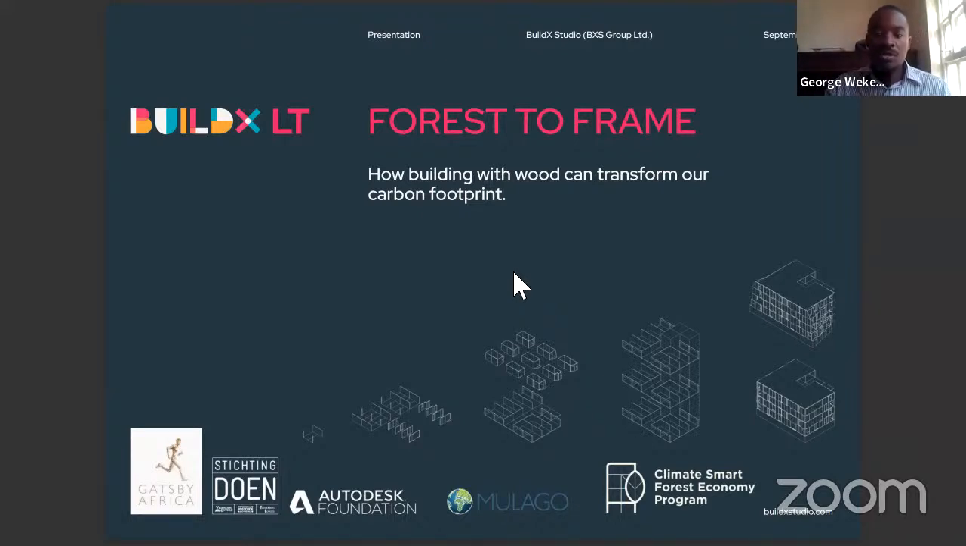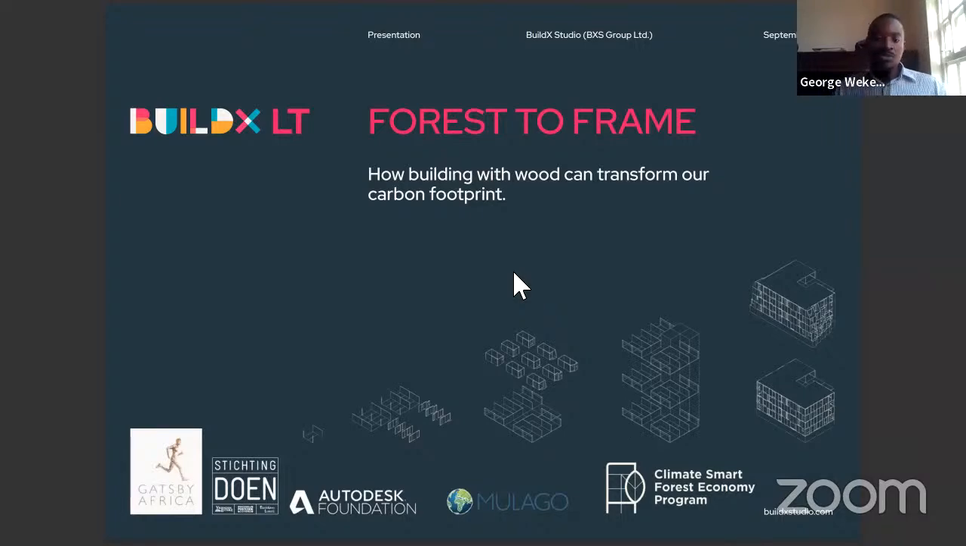So I'll talk about how we strategize from building demonstration projects that show the viability of timber, but also looking at the policy side and how we can push government and various ministries to advocate for the change in building codes to accommodate more and more timber structures and the use of timber for structural design.